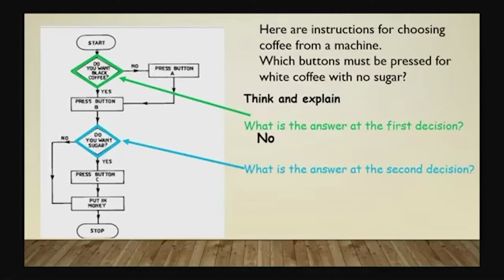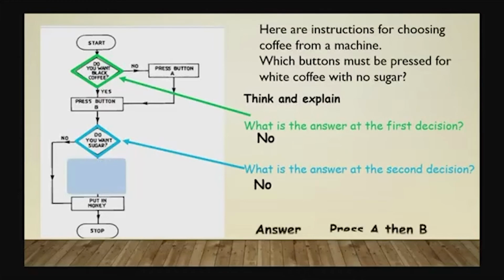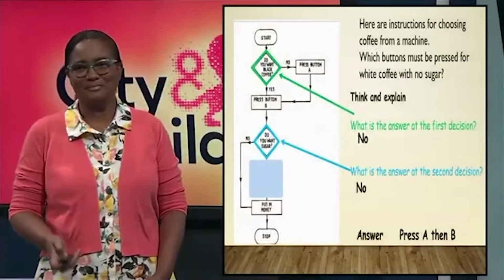Let's see where we go. Okay, and then, do you want sugar? No sugar. So the answer again is no. So would we press A then B? Do you see why I would press A then B? Do you want black coffee? No. We want white coffee, so we'd press no. So we'd press A, and then we would still have to press button B to get our sugar. All right?